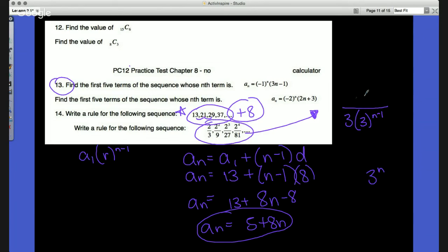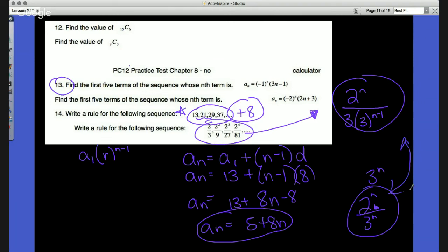Now, the next thing is on top. One thing to notice is that it's 2 to the first, 2 to the second, 2 to the third, 2 to the fourth. So that makes it easy because you just know it's 2 to the n power. Well, because if you plugged in 1, that's what you would get, and so on and so forth. So you could either do that one, or you could do 2 to the n all over 3 to the n. And that right there could be your answer as well. Either one of these two. Okay?